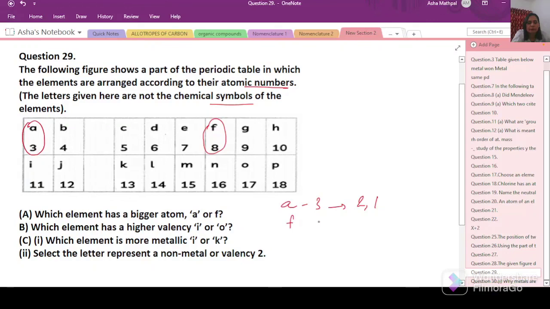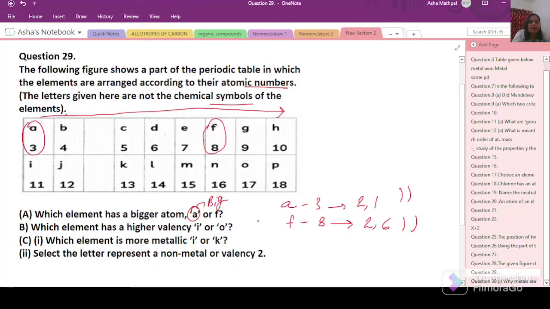Its electronic configuration will be 2, 6. So they both belong to the same period because they have the same number of shells. When we go in the same period from left to right, the atomic radii always decrease. So which has a bigger atom? A will have a bigger atom. It is the biggest in size as compared to B, C, D, E, F, G, H.